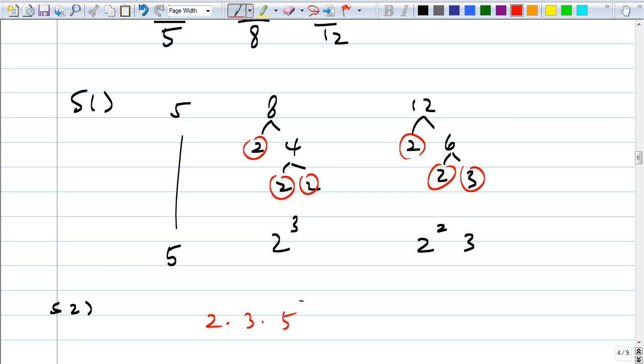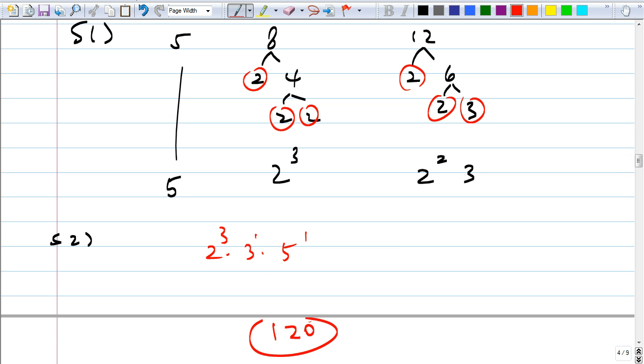Kevin, which one do I choose? 2 to the what power? 2 to the third. Third, very good. Because this one has 2 to the third, this has 2 to the second. What about 3? Just 3 to the first, and 5 is 5 to the first, because there are no other ones, right? That's it. Okay, so there you go. Should I leave it like this, or since the number is small enough, we can multiply it out, right? If it's really big, you don't need to multiply it out. So 2 to the third, isn't that 8? Times 3 times 5, it turns out to be 120.